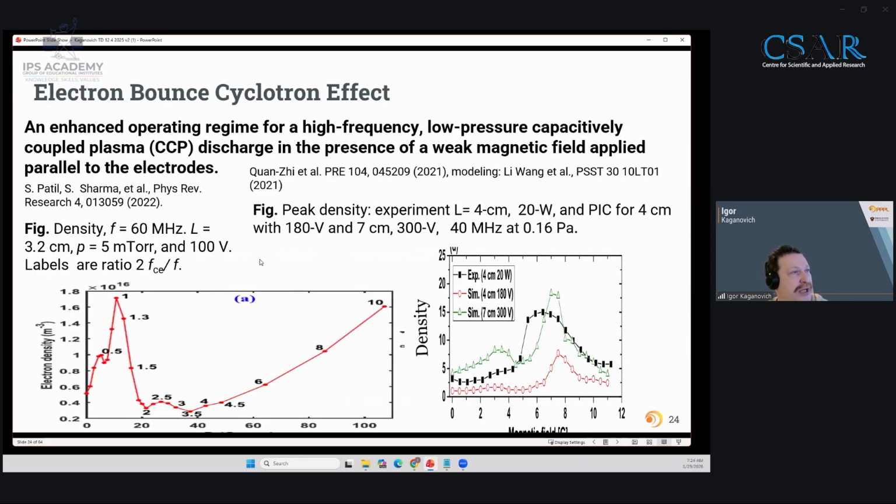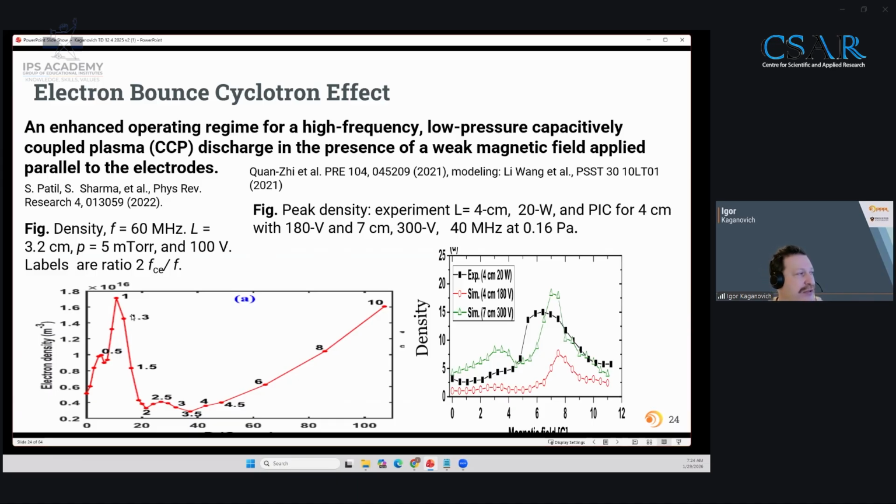To understand this, we, with Cyrus's group, studied how this small magnetic field will change plasma parameters. Again, these are our recent papers. This is density versus magnetic field for a given frequency and voltage of the plasma. You can see that the density changes and could drastically increase, by a factor of 3. We try to understand what makes the difference, and Sarvesh will tell you that this large peak is due to so-called electron bounce resonance.